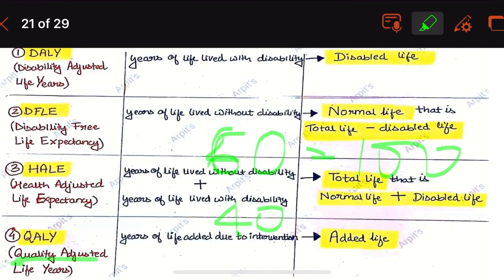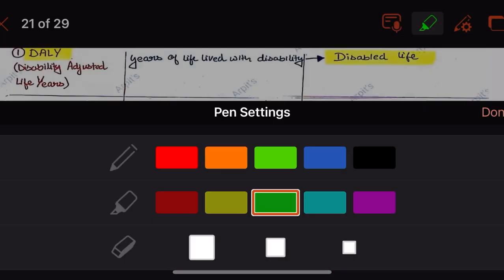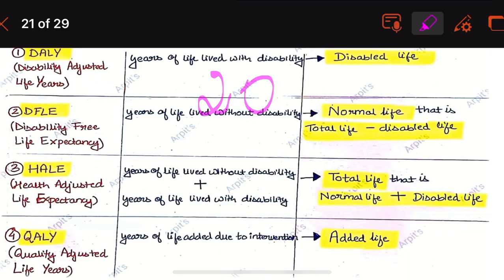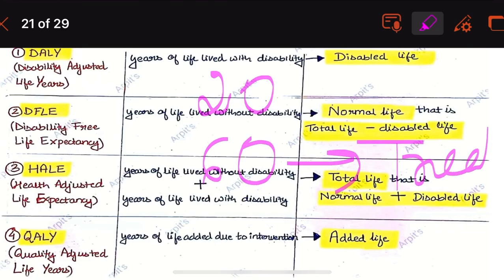Next we have quality adjusted life year. The quality of the life has been adjusted here. How are they adjusting the quality of the life? By intervention, by performing a surgery. So I told you that at the age of 20 he met with an accident. At the age of 60 he got his treatment done. So the extra life which was added to him was, he died at the age of 100 years.